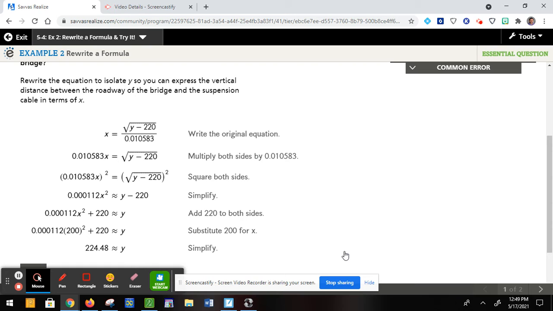First thing is to multiply both sides of the equation by the denominator there. Now that you have the square root isolated, you're going to square both sides. And then you're going to add 220 to both sides. And then they're substituting the 200 in for x and getting 224.48.